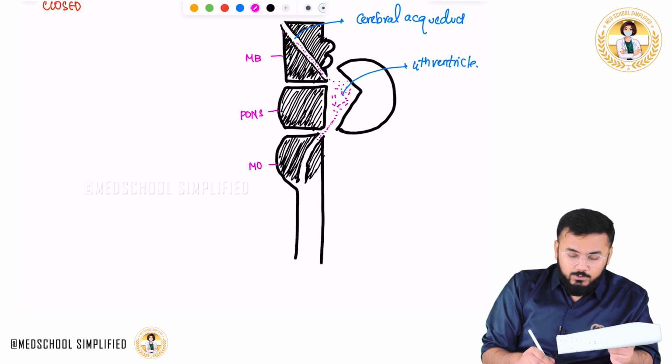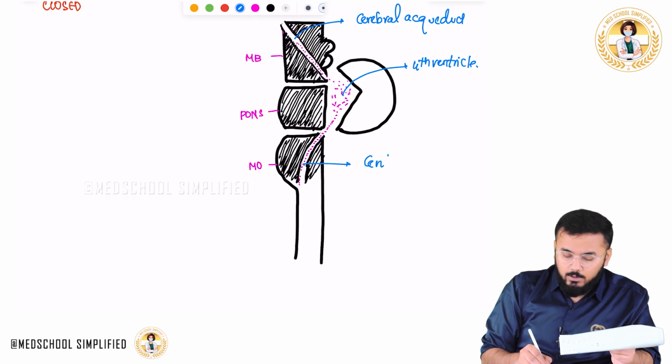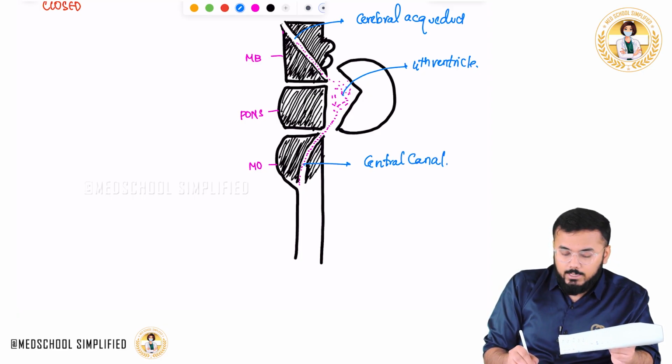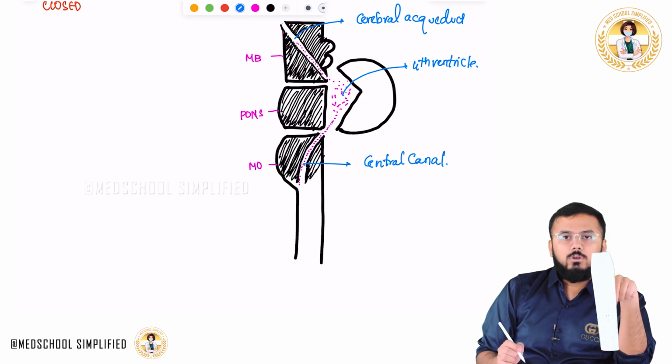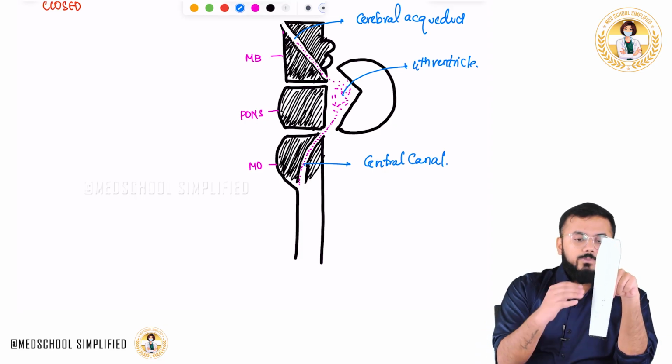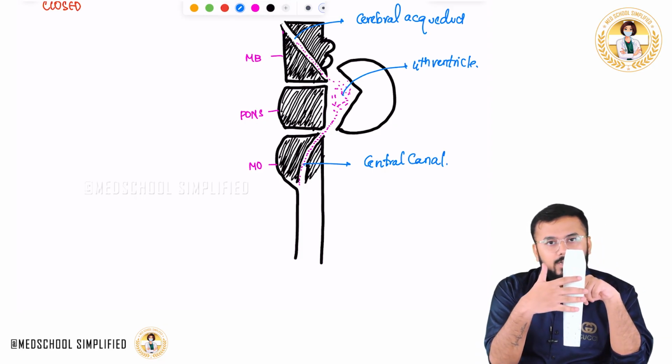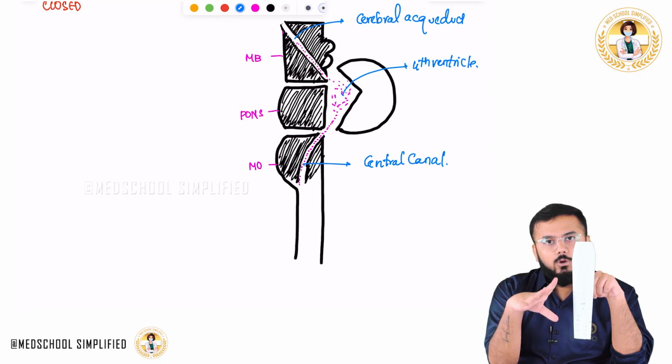This cavity of the fourth ventricle is continuous with the cavity within the medulla oblongata, right? The cavity which is present within the medulla oblongata is called the central canal. So this is the medulla oblongata, and you can see a canal here. This canal is called the central canal. So the anterior part is divided into two parts: upper open, lower closed part.